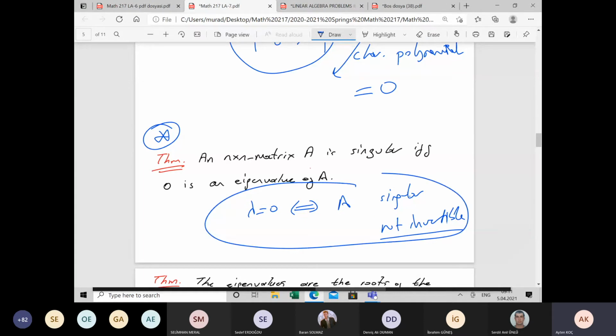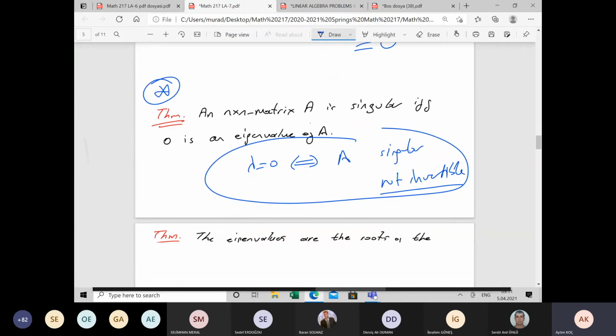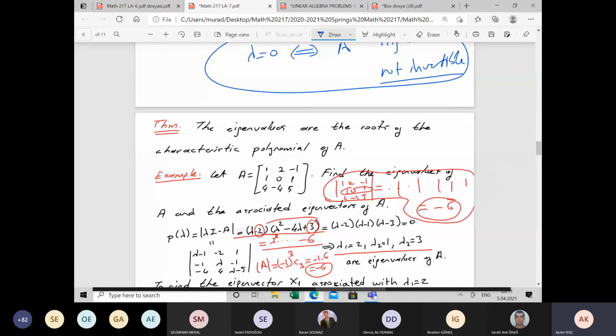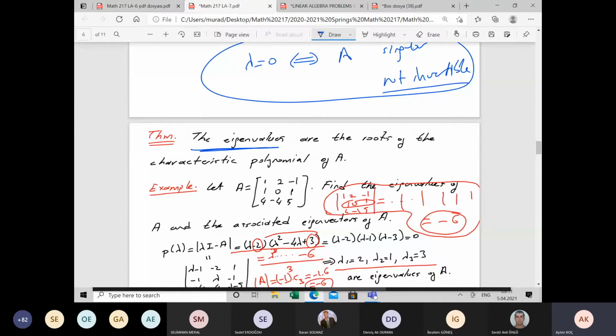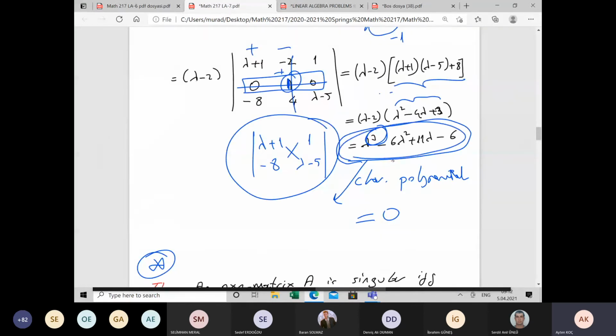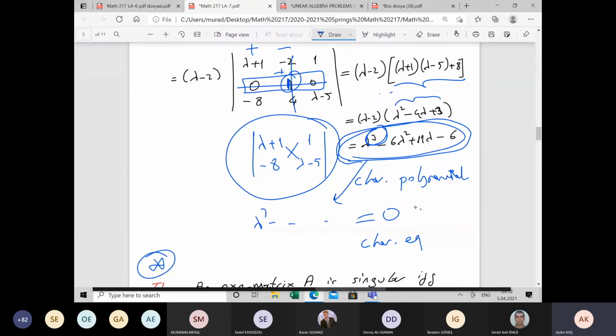And the next theorem, how to find the eigenvalues. The eigenvalues are the roots of the characteristic polynomial. Let's come back to our question, and this one is a polynomial. What's the characteristic equation? The characteristic equation is this polynomial equal to 0. Find the roots, so we obtain eigenvalues.